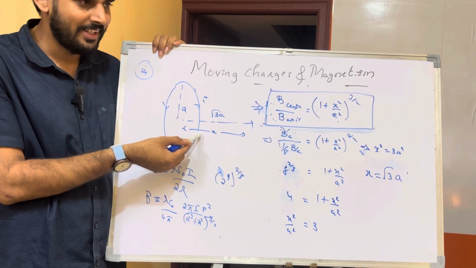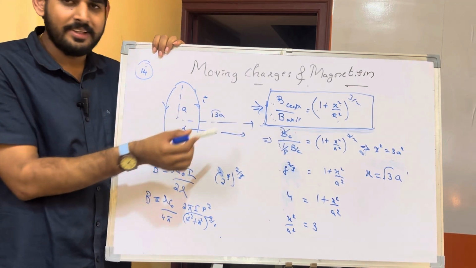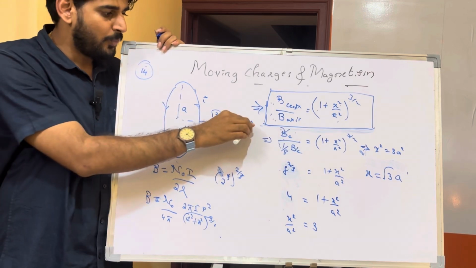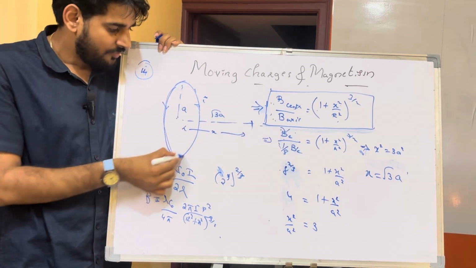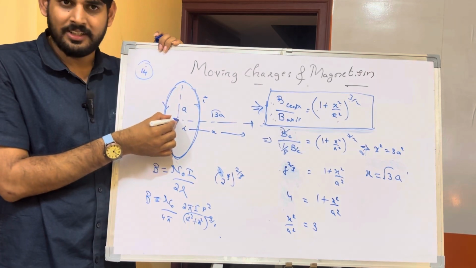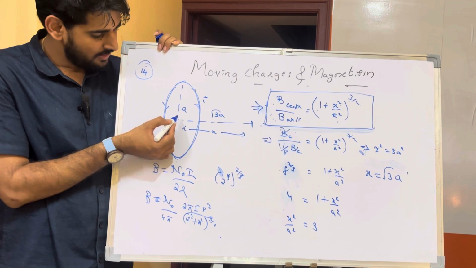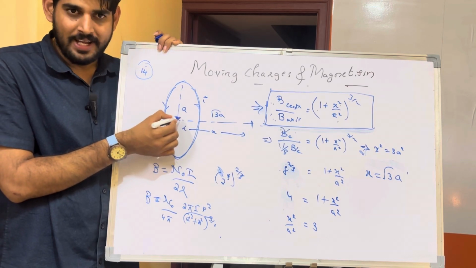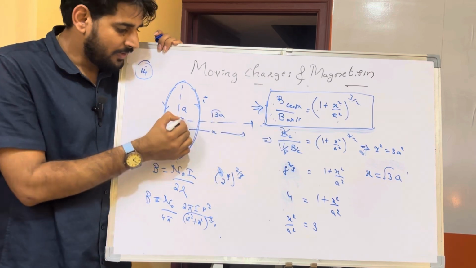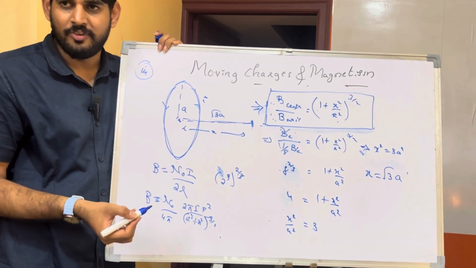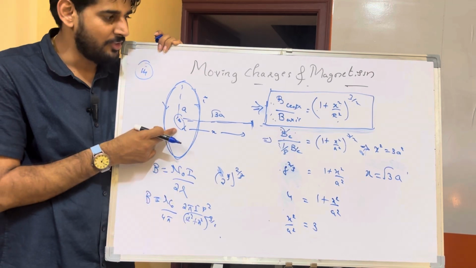Circular coil carrying current I. We are asked to calculate when will the magnetic field be 1/8 its magnetic field at the center. I repeat, the magnetic field is maximum at the center due to the current carrying coil. At what point on the axis will the magnetic field be 1/8 of the magnetic field at the center?